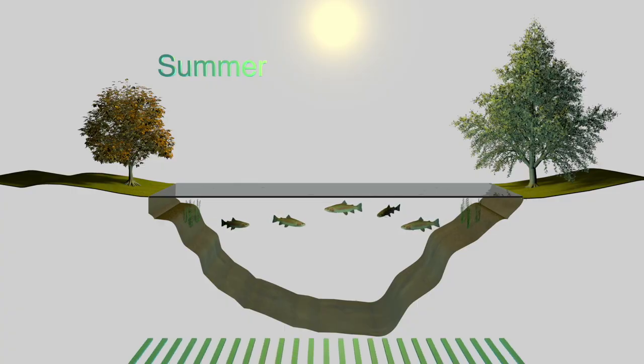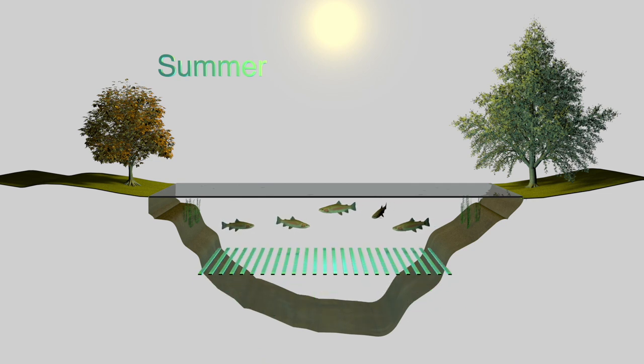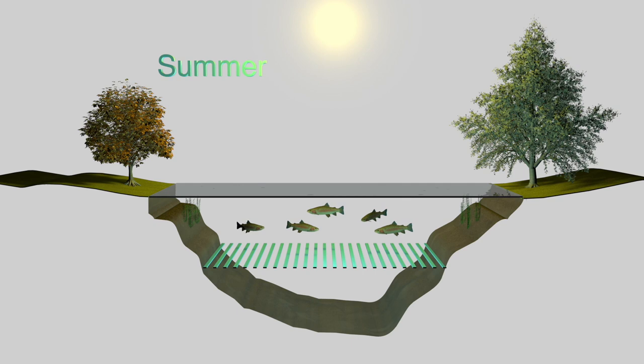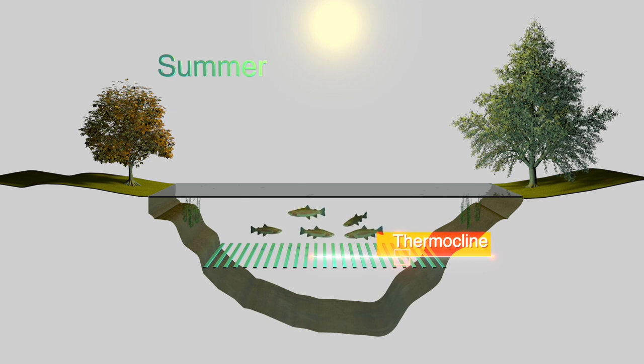During the summer, lakes once again stratify. Warm water sits above deep, cooler water, separated by a narrow band of water called the thermocline. Here, the water temperature reduces considerably over a short distance. The thermocline forms at the limit of the sun's energy, creating a physical barrier that prevents the upper and lower portions of the lake from mixing.